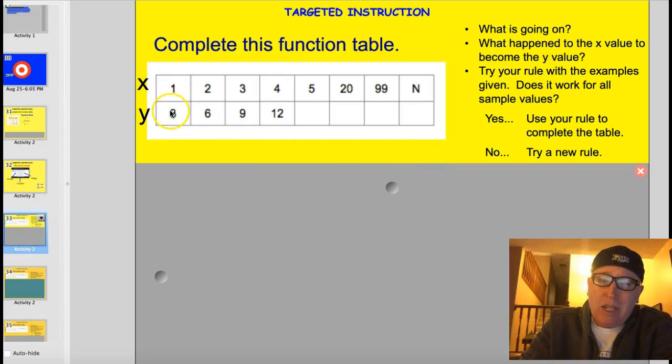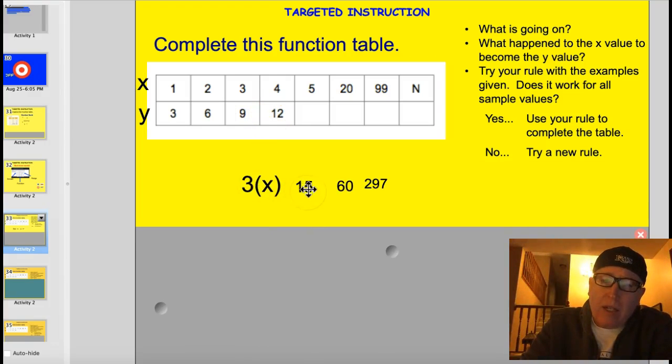So it looks like this is times 3, times 3, times 3, times 3. All right, so we know that our rule is 3 times the x value. So we can fill our table in here. 3 times the 5 would be the 15. 3 times the 20 would be the 60. 3 times 99 is going to be 297.